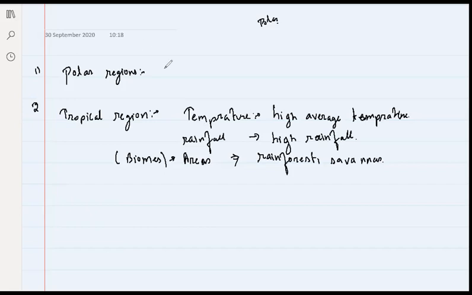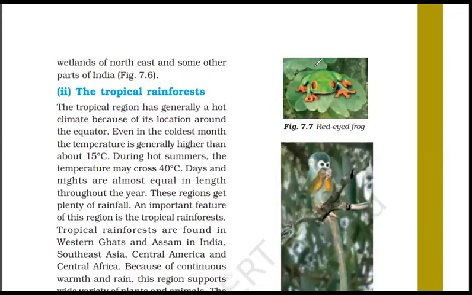Now, after this, we have studied already temperate region, then polar region, and then dry region, okay? So let's see about tropical rainforest. I hope all have understood what is tropical region, now tropical rainforest. Tropical rainforest is a kind of biome in tropical region. So the tropical rainforest lies in tropical region, which is generally hot and humid. Yes or no? Hot and humid.